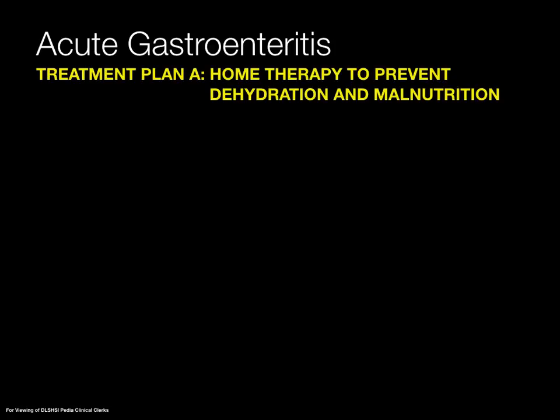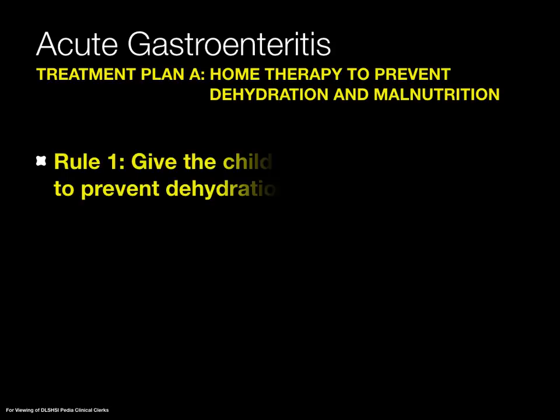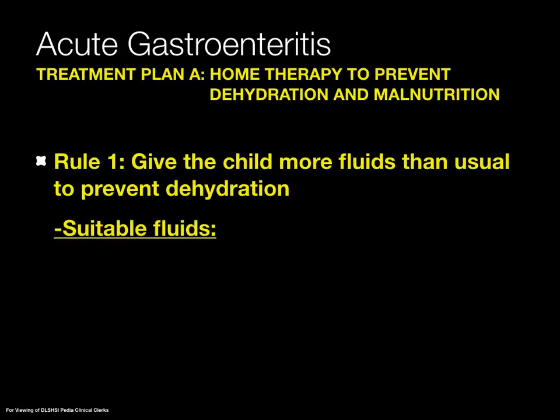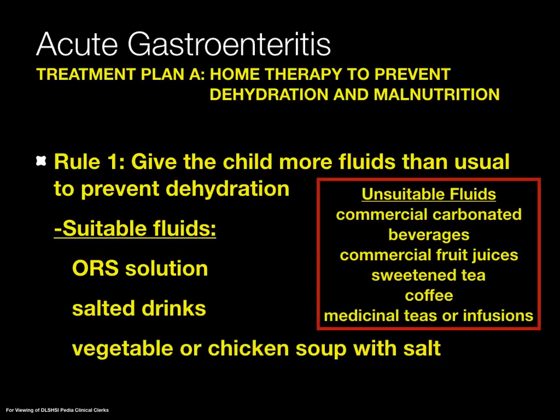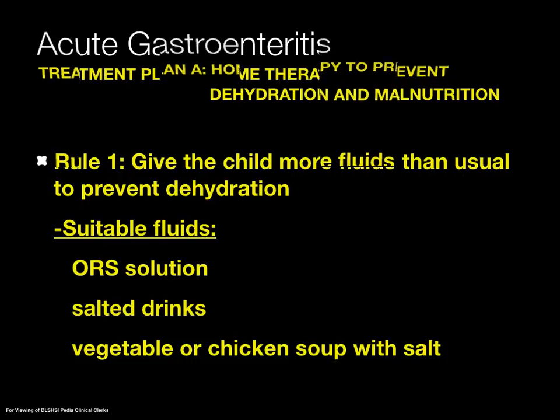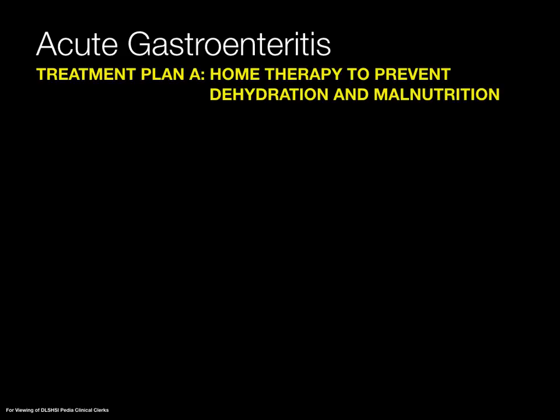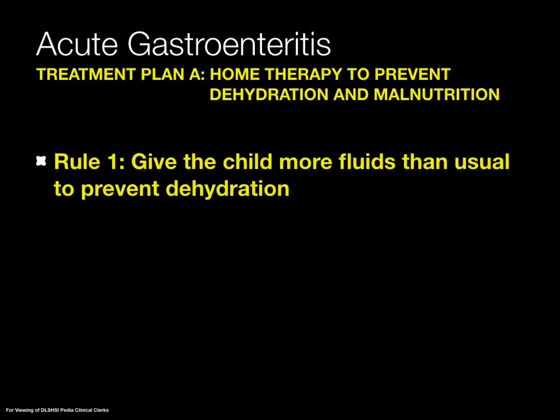For treatment plan A, the home therapy to prevent dehydration and malnutrition, the first rule is to give the child more fluids than usual to prevent dehydration. Here are the suitable fluids to give to the child, while these are the unsuitable fluids. Give the child more fluids than usual to prevent dehydration.